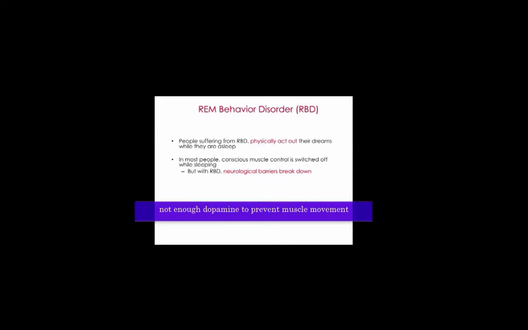REM behavior disorder is what occurs in individuals who physically act out their dreams while they're asleep. In most people, conscious muscle control is switched off while sleeping. But with this disorder, neurological barriers break down. And we'll talk about how it's related to the neurotransmitter dopamine. Once again, dopamine shows its presence. It usually starts after the age of 50, and it is sometimes a precursor of degenerative brain disorders such as Parkinson's or dementia.